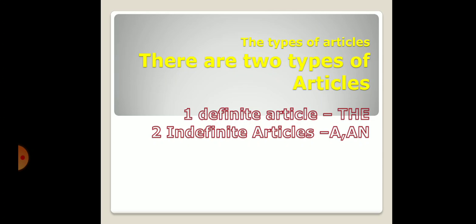For definite article, the book is on the table. Here is an example. The book is on the table. Where book is specific, that means we know a lot of information about that book, like its color, the language, and the author of that book. It is specific there, it is definite there.